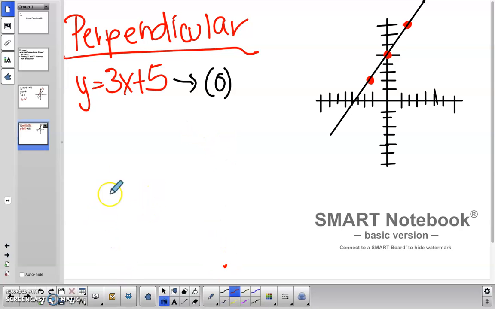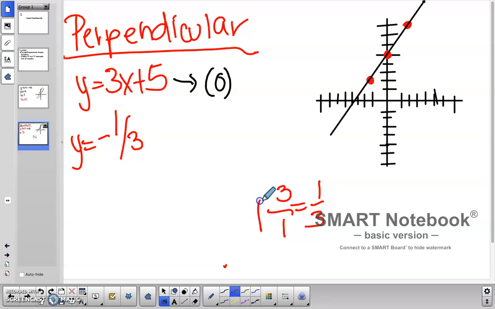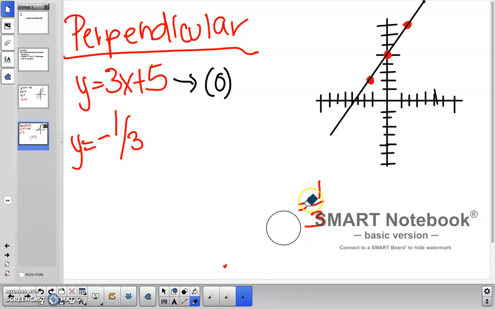As I said before, perpendicular has a negative reciprocal. So that means the slope will be negative 1/3, because the reciprocal of 3 is 1/3, right? The reciprocal means you're flipping the numerator and the denominator. If I were to do that, then it becomes 1/3. Then I also add the negative because it's a negative reciprocal, right?